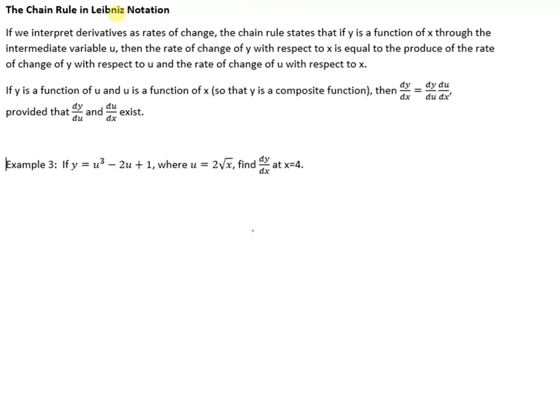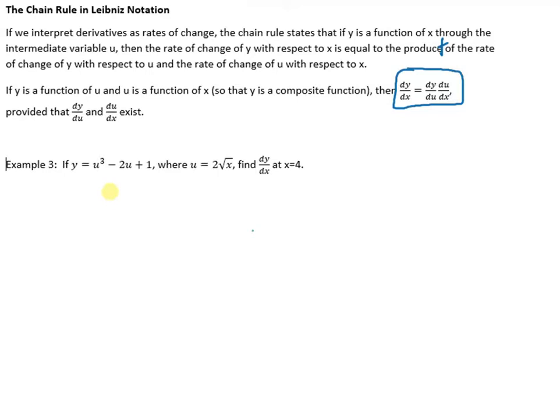Now we can also do the chain rule in Leibniz notation. Okay, if we interpret derivatives as rates of change, the chain rule states that if y is a function of x through the intermediate value u, then the rate of change of y with respect to x is equal to the product of the rate of change of y with respect to u and the rate of change of u with respect to x. Okay, super confusing, but this is basically what we have. dy by dx equals dy by du times du by dx. And see how these two cancel? Of course, this is equivalent to dy by dx.